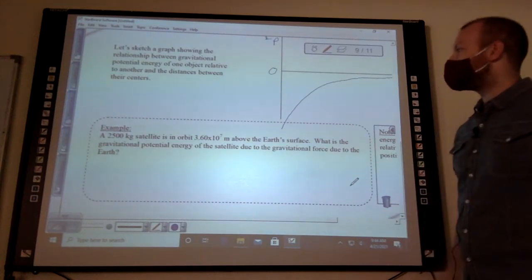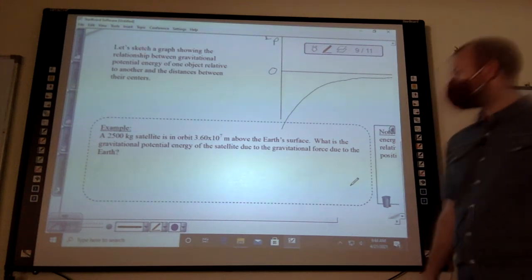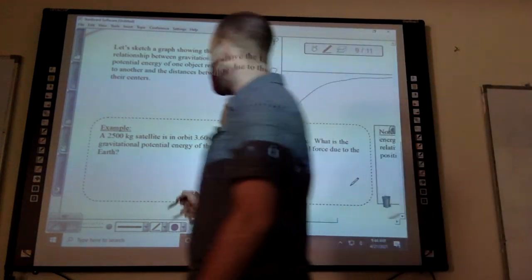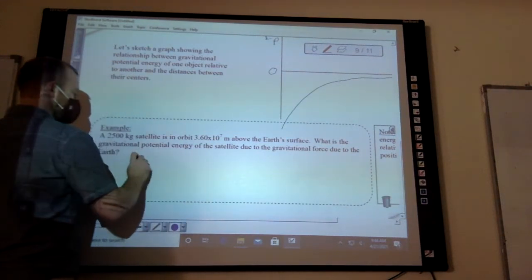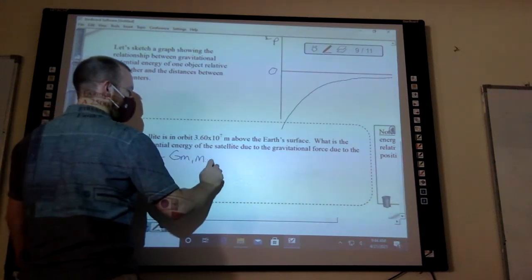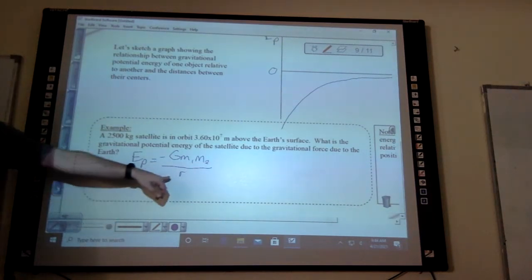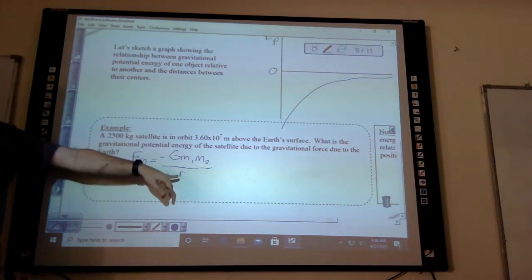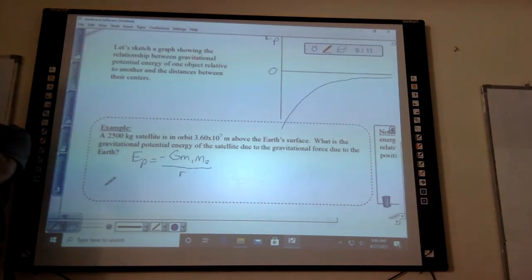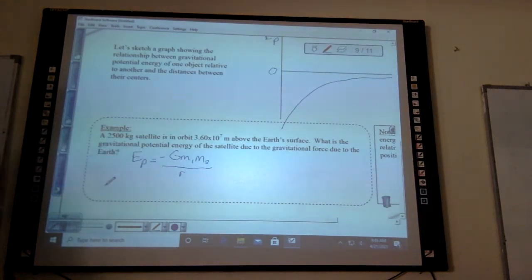So let's give this a try. We've got a satellite that's in orbit. We want to know what's the potential energy due to the gravitational force. So in this case, we use our new equation. This is the section where the equations start to get confusing, because notice sometimes we have r to the power of 1, sometimes we have r squared. So this is what's going to make it really confusing, and you need to really pay attention to your equations because this is not squared. You need to make sure that you're aware which one's squared and which one's not.